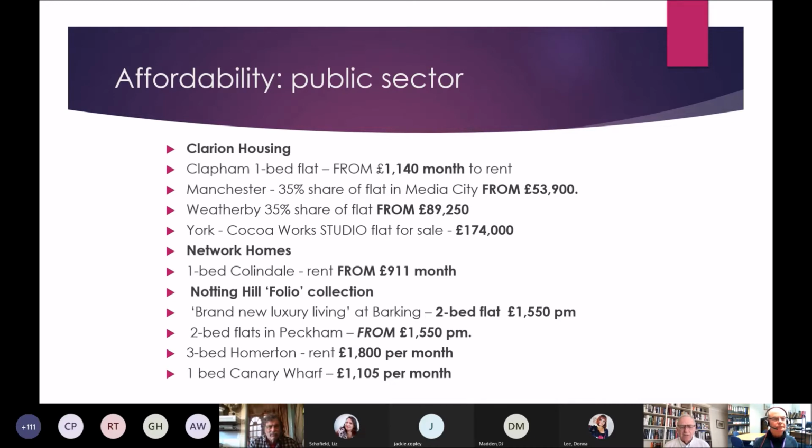It's 174,000 quid for a studio flat. These are being built by those who are supposed to help people on the housing ladder. I won't go on. You've got Network Homes in Colindale. You've got brand new luxury living at Barking for 1,500 a month.